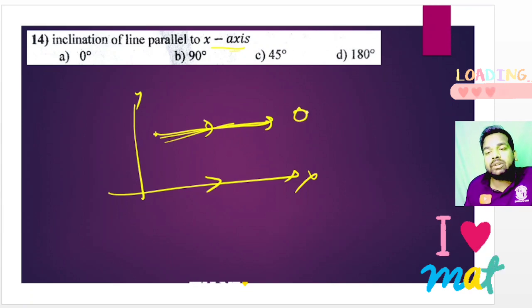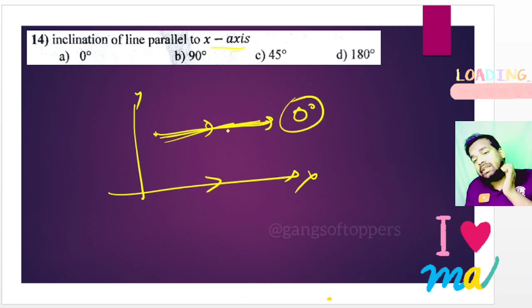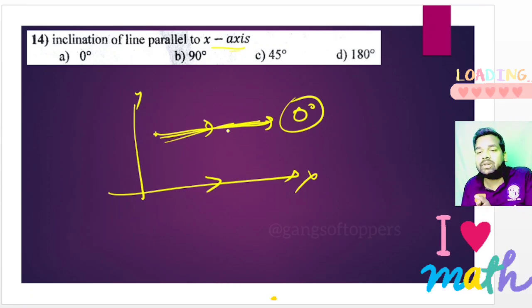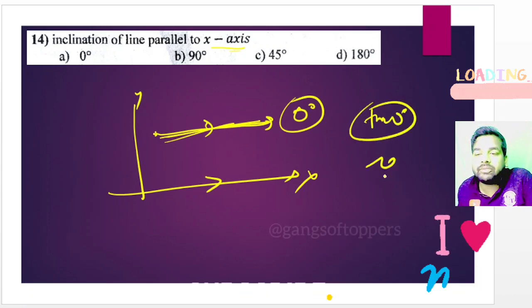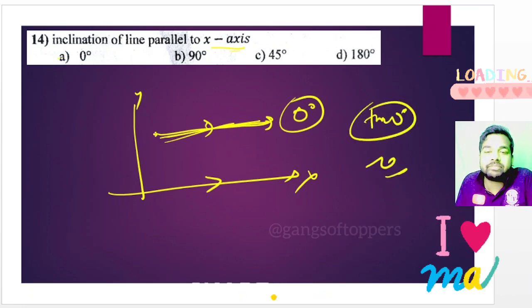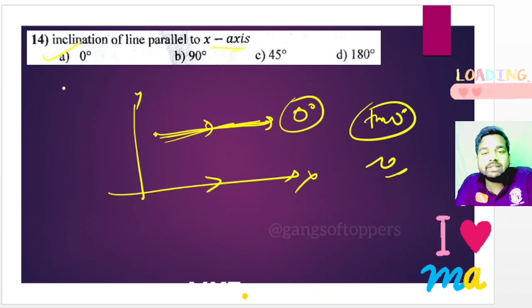The inclination of this line is 0 degree, that is this angle is 0 degree, because it is parallel to the x-axis. It means the angle is 0 degree with respect to the x-axis, and the value of tan 0 degree is 0. So the answer will be 0 degree. From the question, the inclination of the line that is parallel to the x-axis means 0 degree. Why? Because it is parallel to the x-axis.